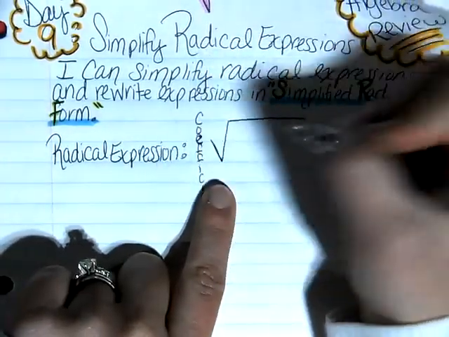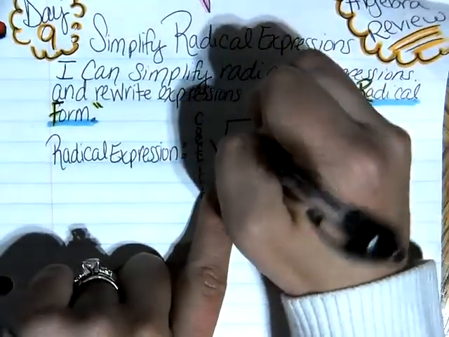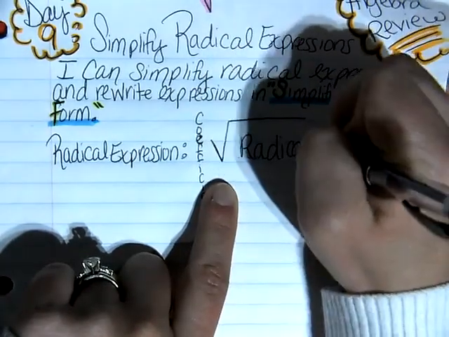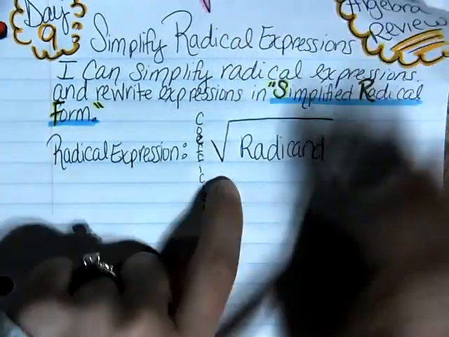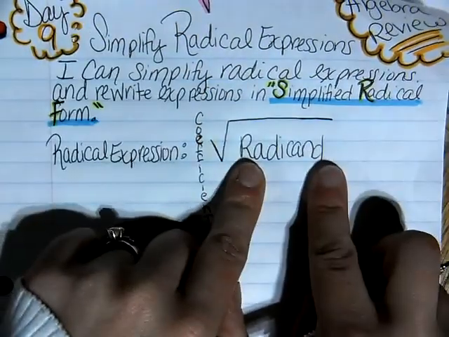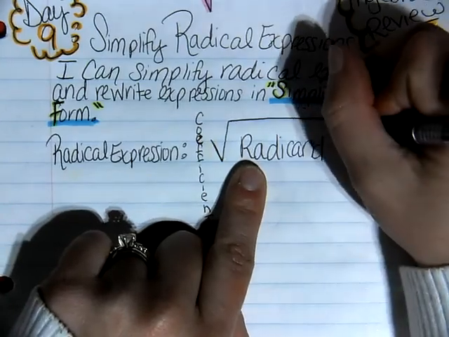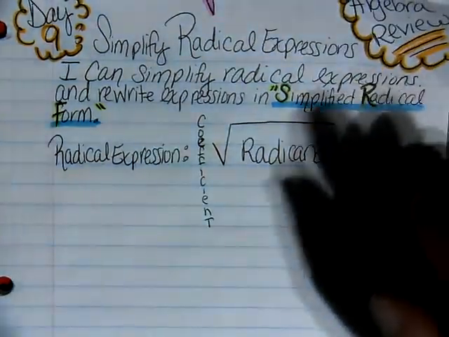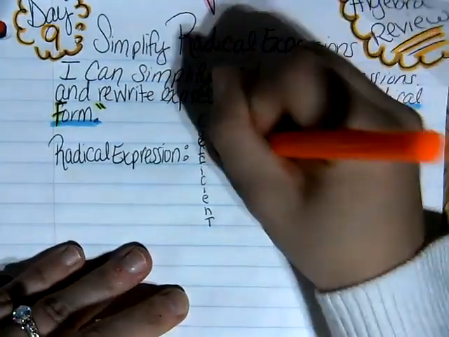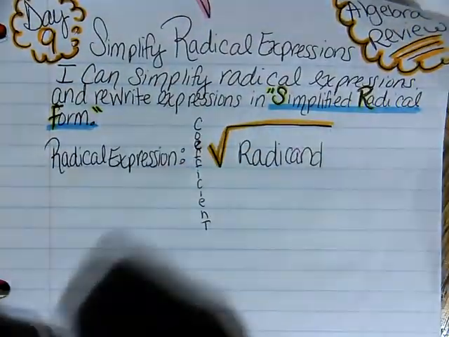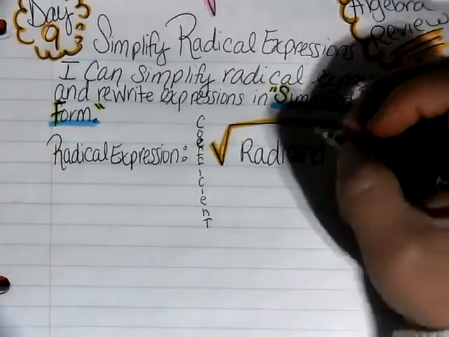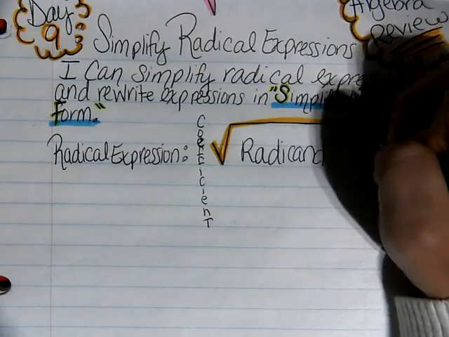Underneath this square root symbol is called the radicand. The radicand is whatever is underneath the square root. So you'll have the coefficient in front, then the radicand, and this is called the radical symbol. So I will highlight this and say that this is called the radical symbol, also known as a square root.